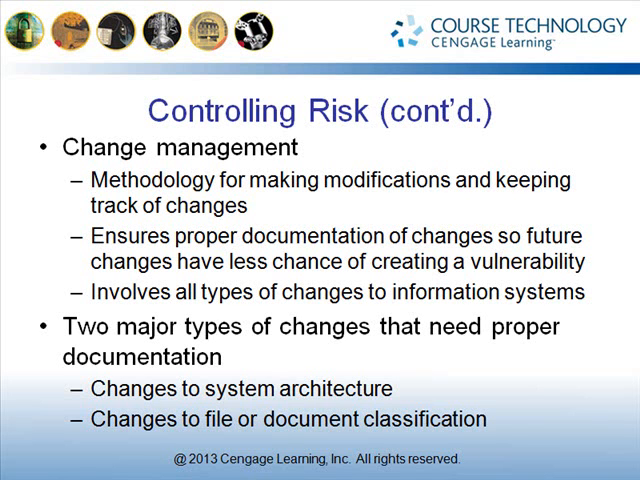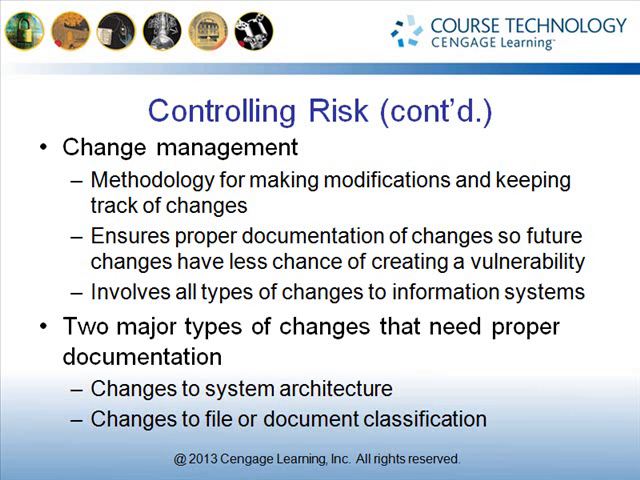Now, change management involves all types of changes to information systems, but two types of changes regarding security are outstanding. The first is any change in system architecture, maybe new services, routers, other equipment that's introduced into the network. These devices can serve as replacements for existing equipment or new equipment that's going to expand what our network can do.